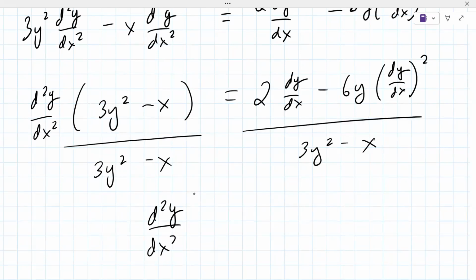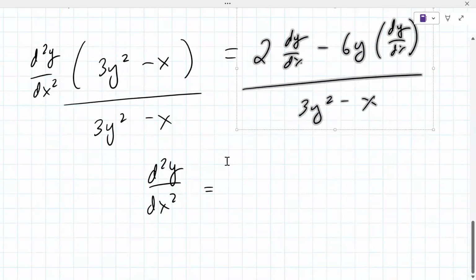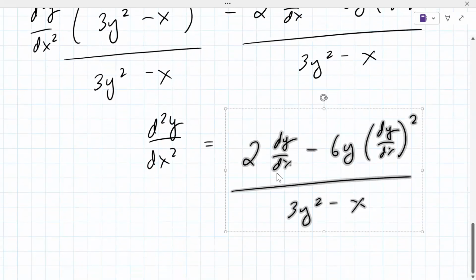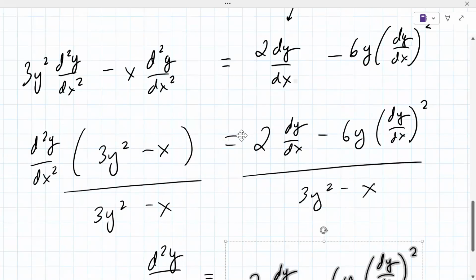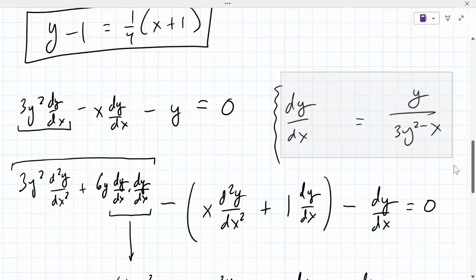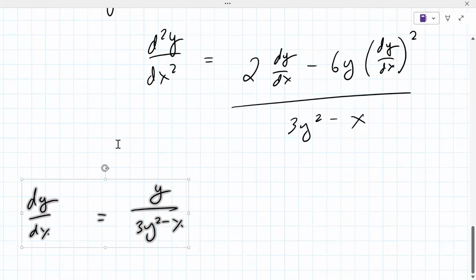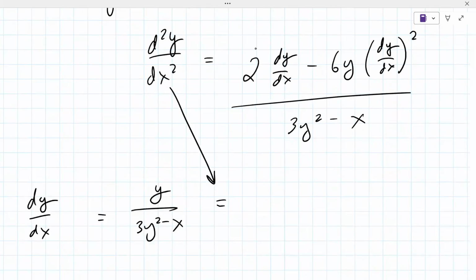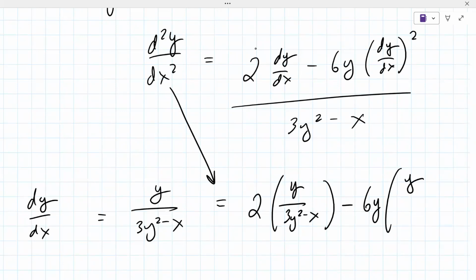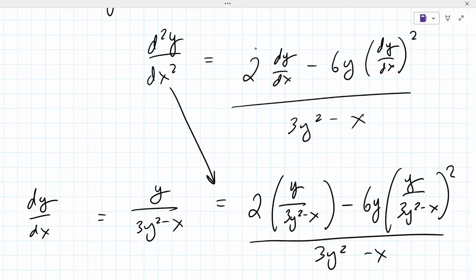All right, and there you go. Now you feel like you've got it, but you're not done yet. You're like, what? There's more? Yeah, there's more. You have to substitute for dy dx. Your dy dx from the previous problem is right here. So this is all going in for dy dx. So it's 2y over 3y squared minus x, minus 6y times y over 3y squared minus x squared, all over 3y squared minus x.